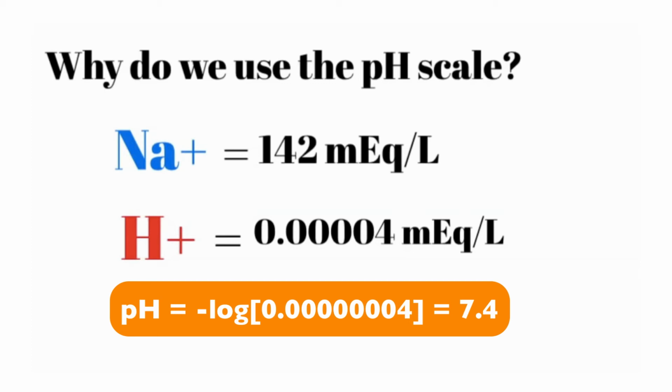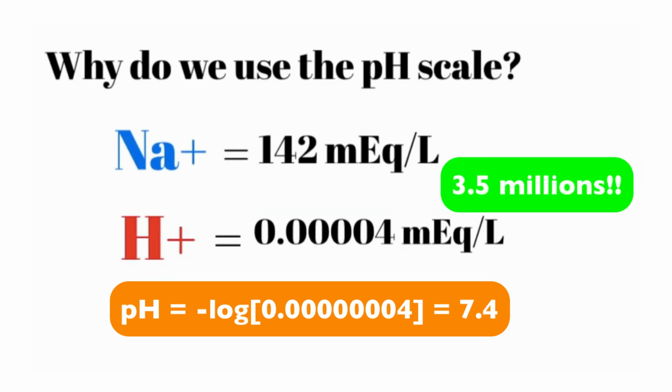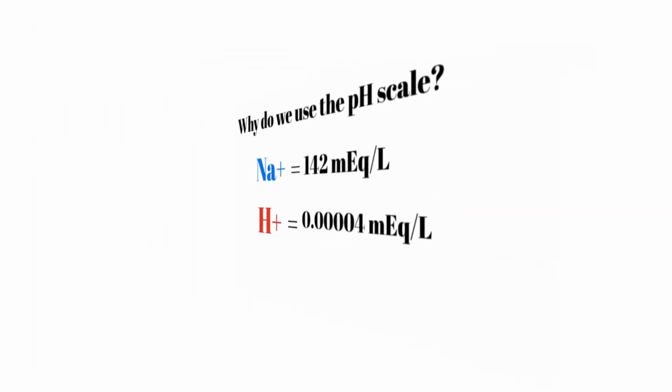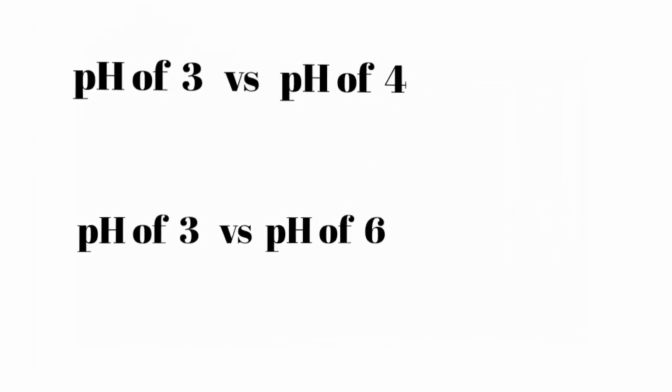And it's more simplistic if we convert this to a logarithmic scale, which is exactly what pH is. Keep in mind that 0.00004 is a much, much smaller number than 142. As a matter of fact, the sodium ion has a concentration that is 3.5 million times more concentrated than the hydrogen ion. So let's just compare a couple of pHs here.